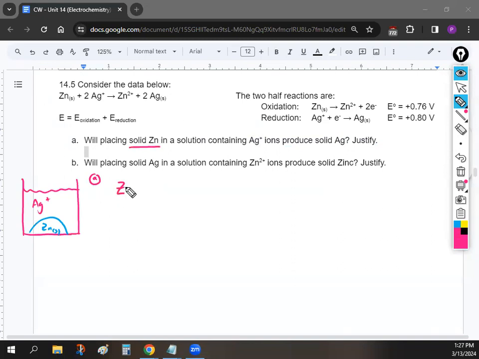So it's basically asking you if you have solid zinc and you're combining it with Ag ions, so plus Ag plus, and this is aqueous, is it going to produce solid Ag? And if one of them solidifies, the other one needs to ionize, right? So it's basically asking here, is this reaction going to happen? Is this going to happen right here?